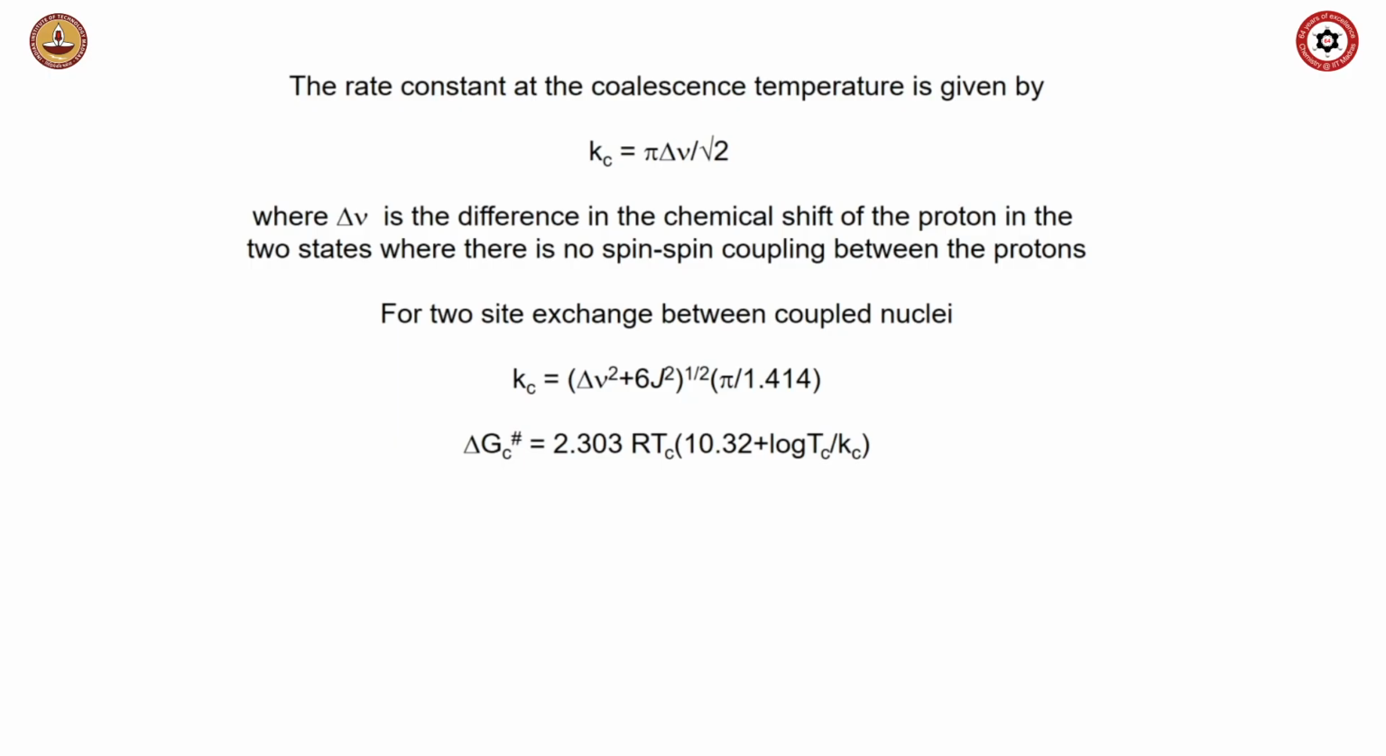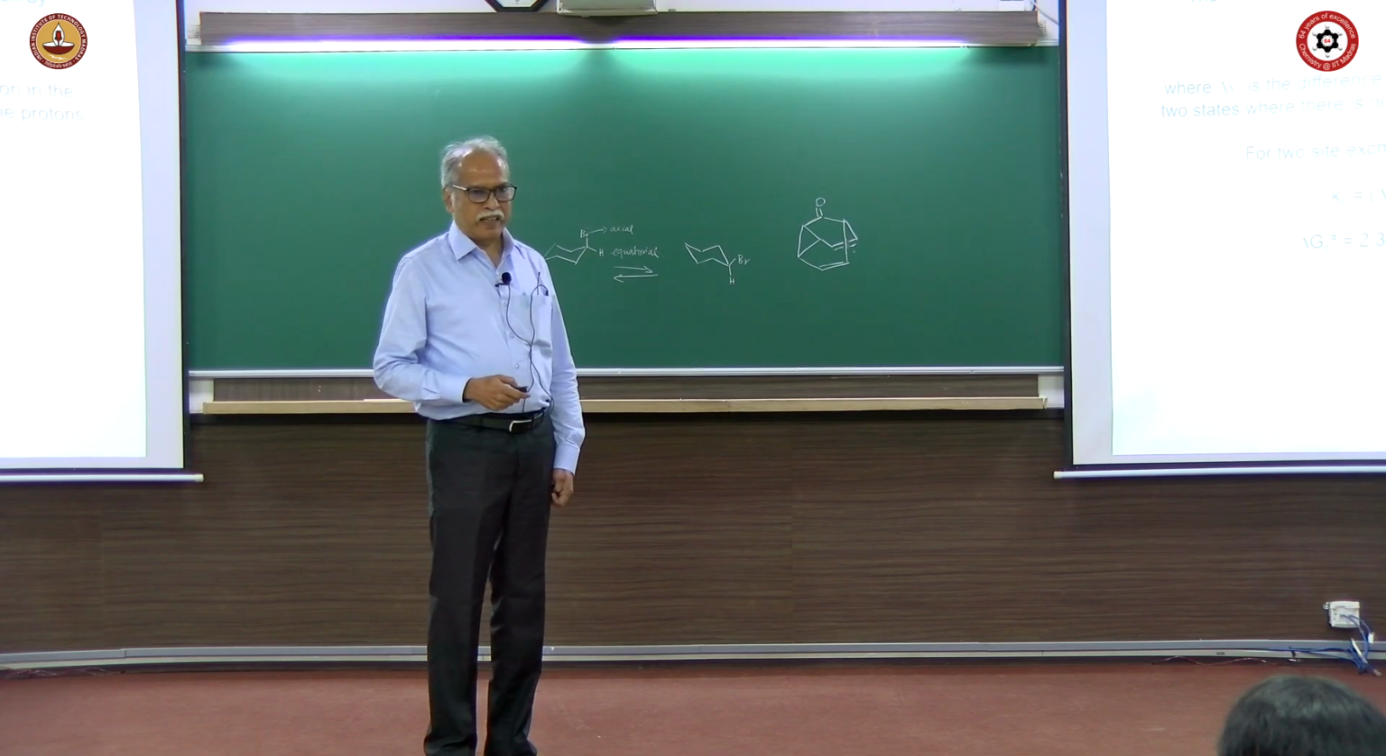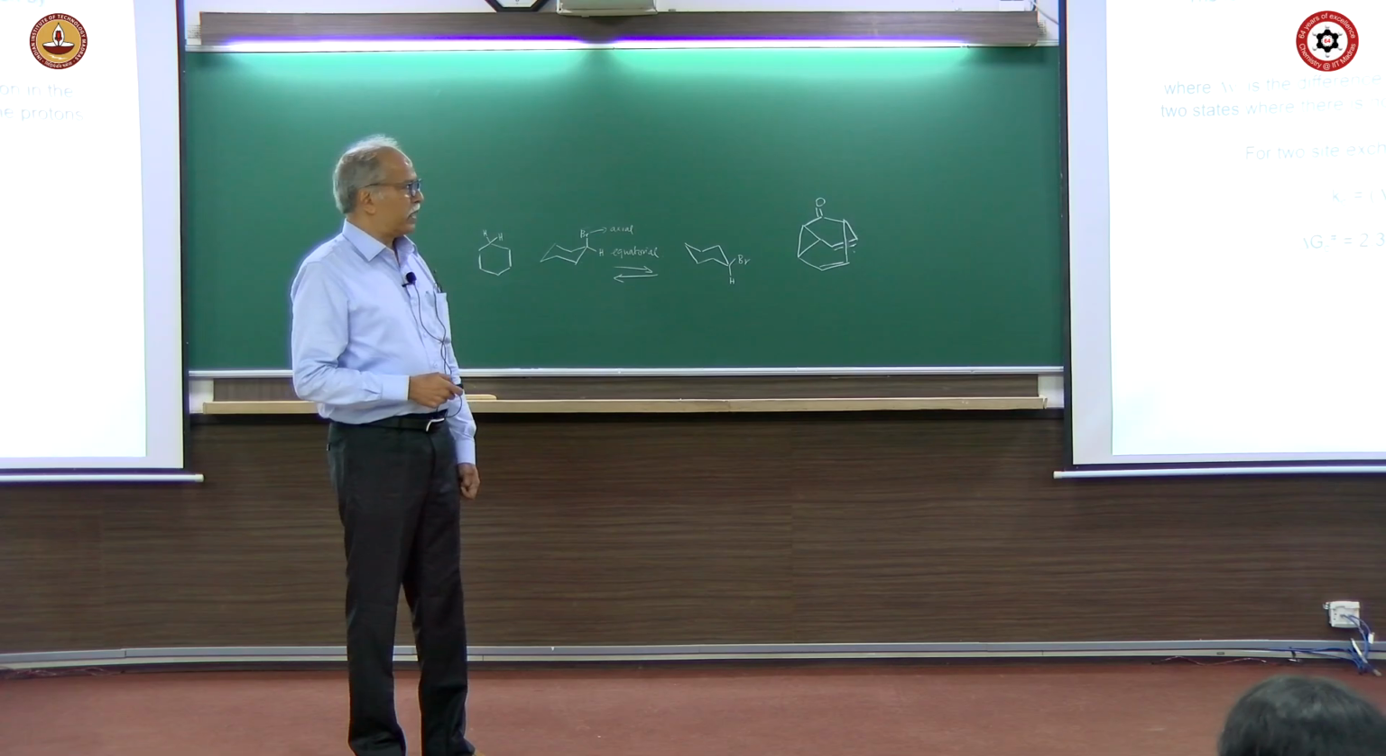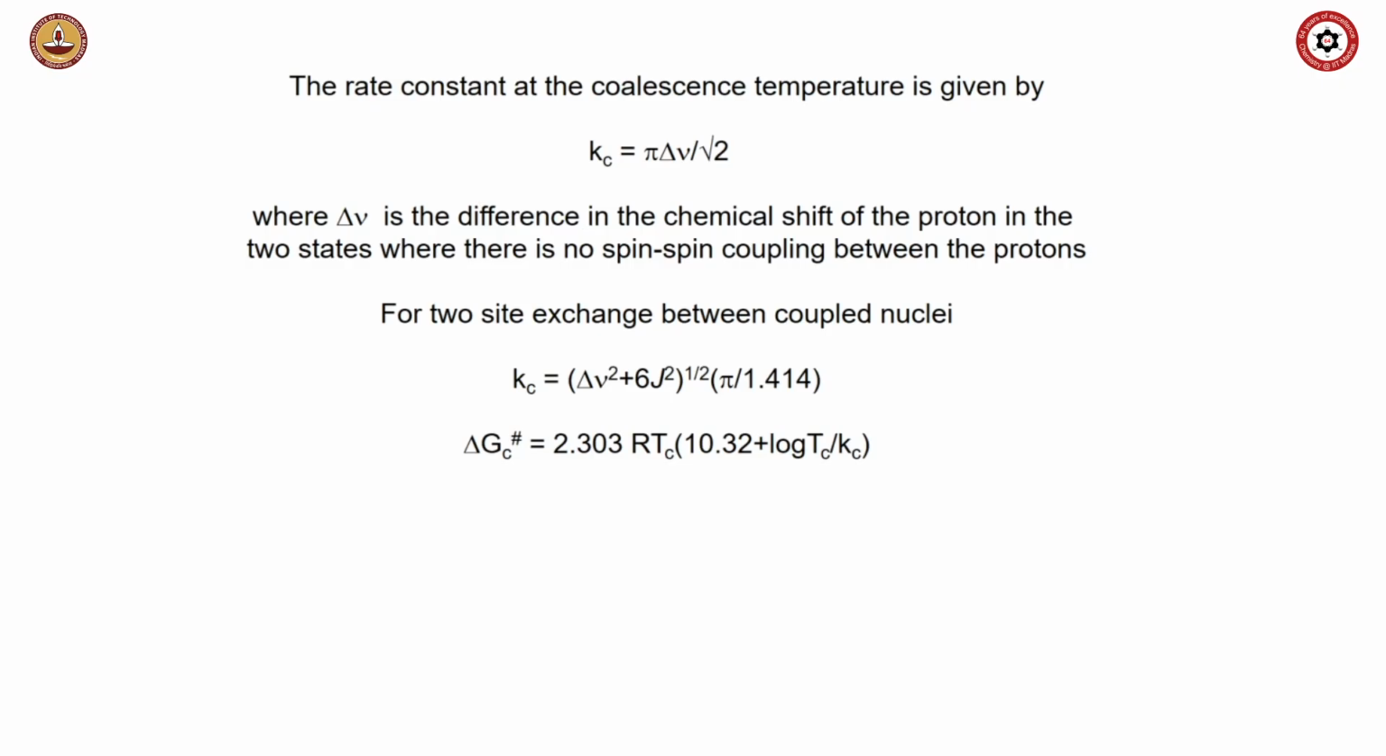Now, while doing the variable temperature NMR study, you gather a lot of data, and this data can be utilized to obtain the rate constants of the dynamic process. Not only the rate constant, it can also be applied to get the thermodynamic parameters of the system.